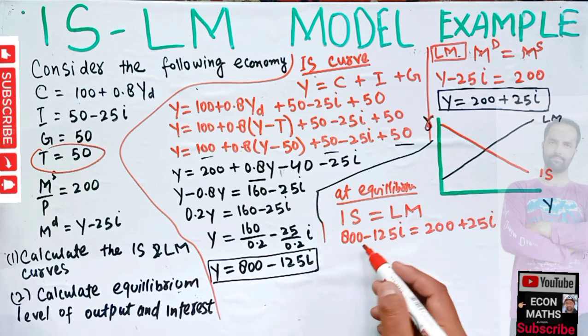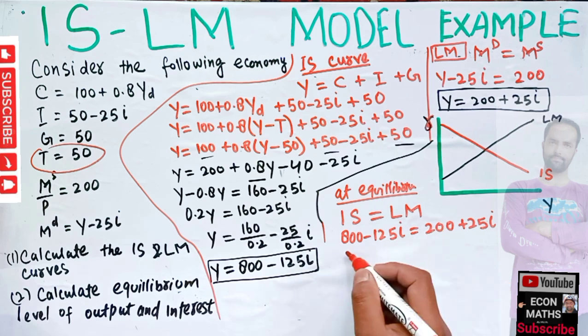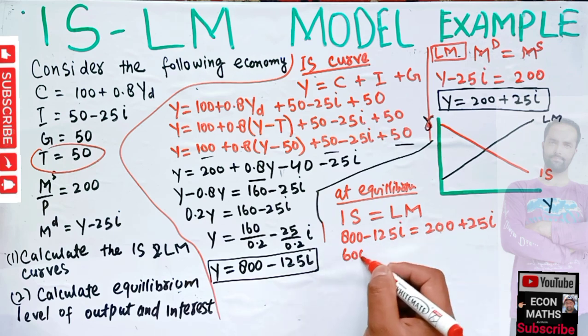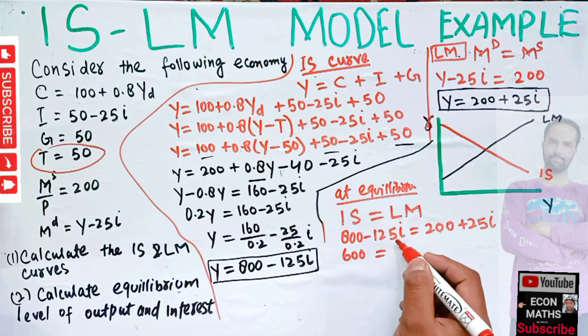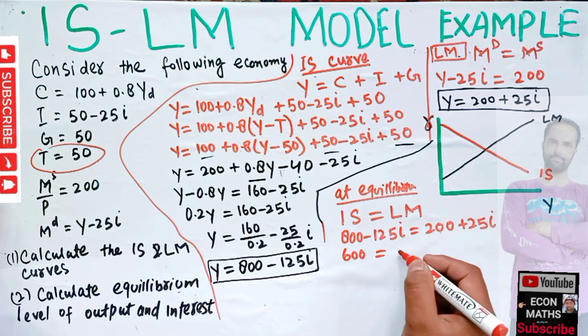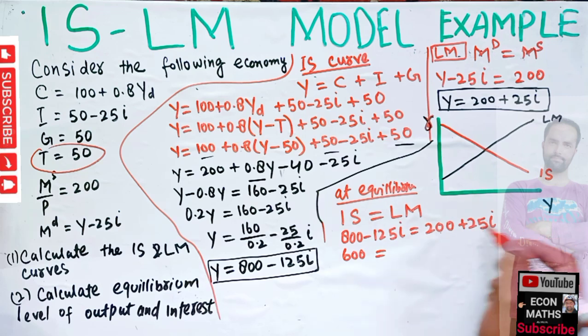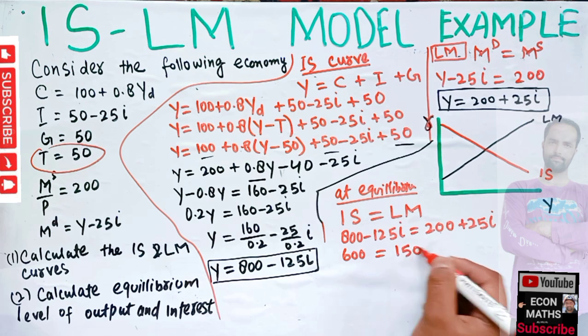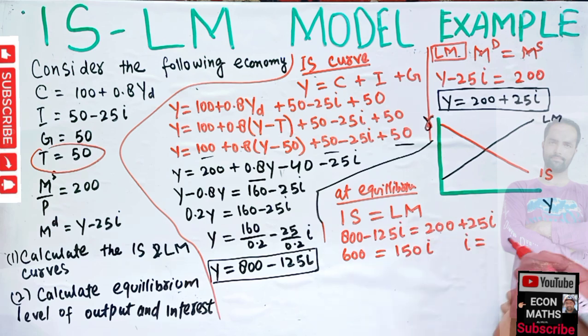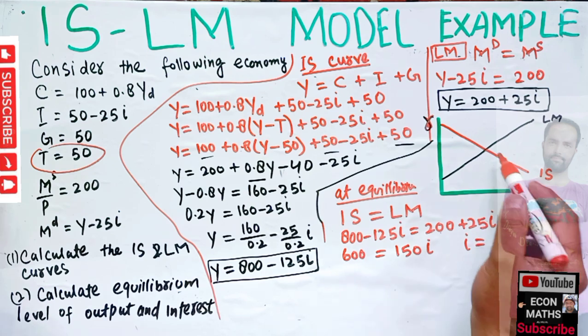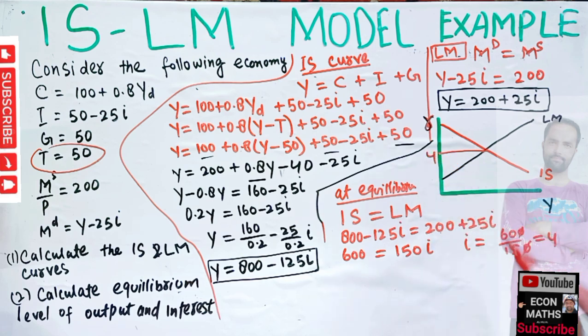So this is 800. Transposing, 800 minus 200 is 600, is equal to 125 I transposed as plus 125 I plus 25 I, so this becomes 150 I, or the value of I is equal to 600 upon 150. So we will get the equilibrium rate of interest as 4. So we got I is equal to 4.